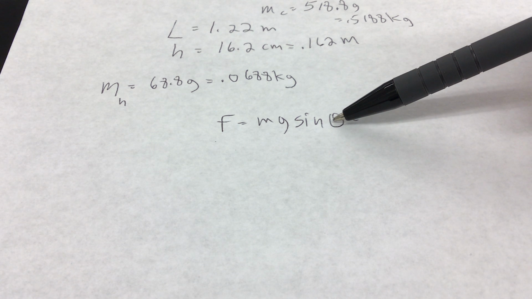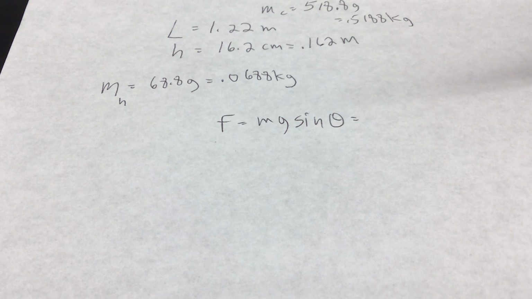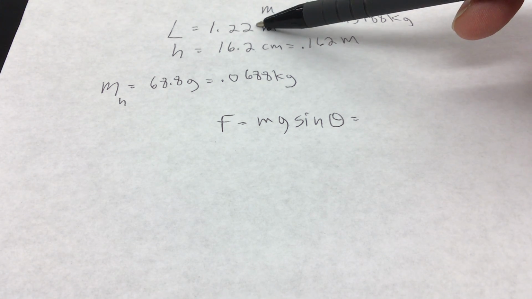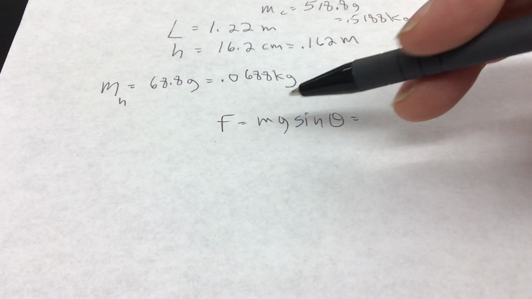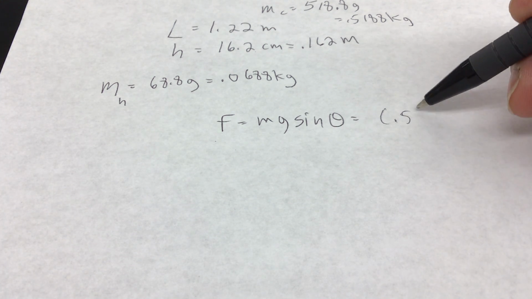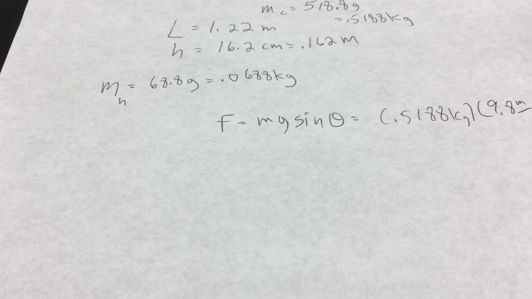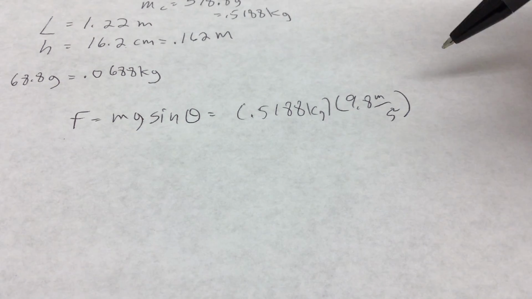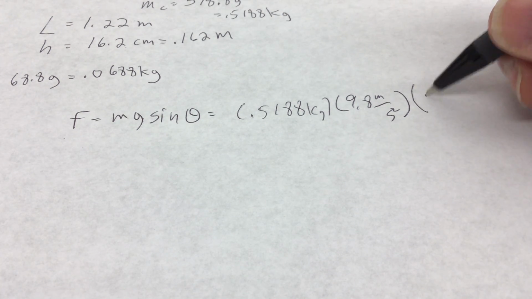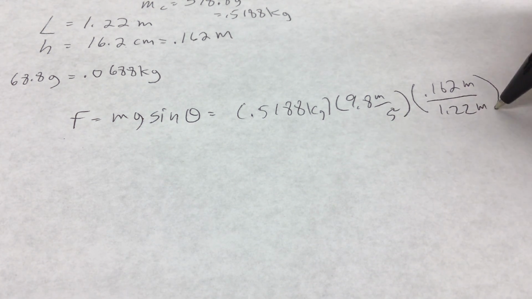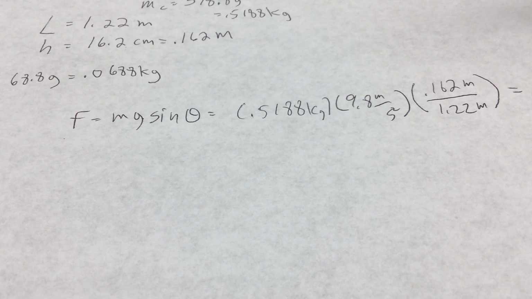Now sine is opposite over hypotenuse, right? So we do have opposite, that's the height, and hypotenuse is 1.22, that's the length. So we're going to put the mass of the cart in for m, that's 0.5188 kilograms. G was that 9.8 meters per second squared. Then we have sine of theta, which is opposite, 0.162 meters over 1.22 meters. Okay, that will give us our theoretical acceleration.